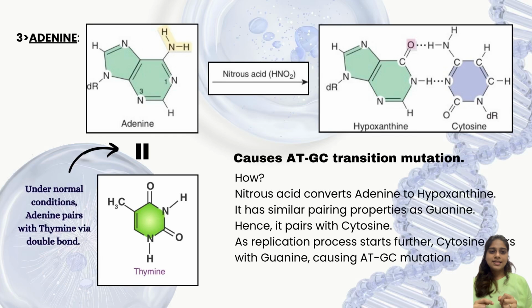How? Let's see. So, cytosine, when undergoes replication or transcription, it will pair with guanine, right? Cytosine to guanine. So, adenine converted to hypoxanthine pairs with cytosine, which pairs with guanine. So, adenine to guanine, both are purines, causes AT to GC transition mutation.